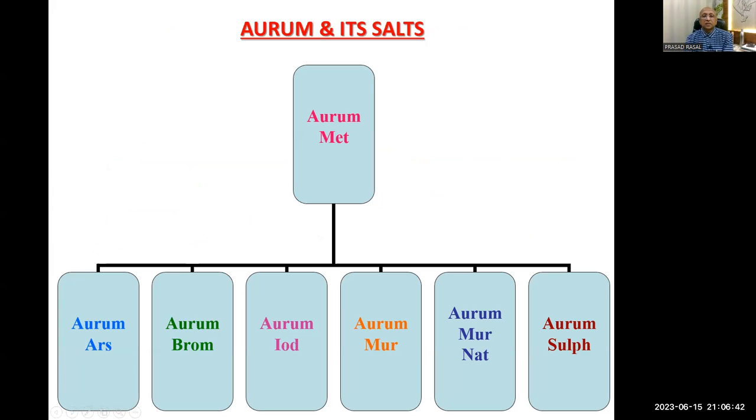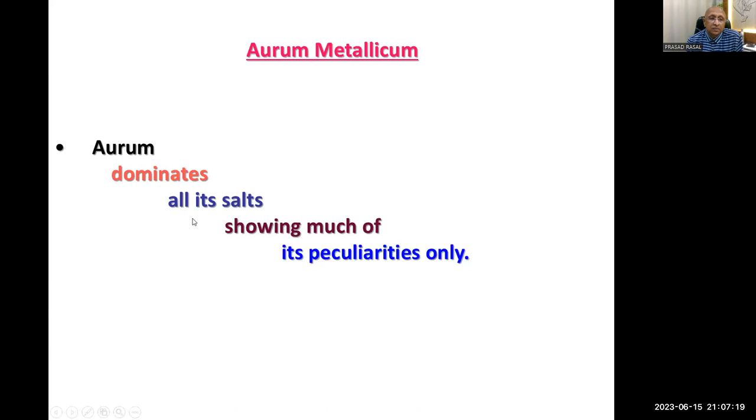Then we started discussing its salts. There are six basic important salts: Aurum arsenicum, Aurum bromatum, Aurum iodatum, Aurum muriaticum, Aurum muriaticum natronatum, and last Aurum sulphuricum. Out of which, on last Thursday, we learned the first three salts, Aurum arsenicum, Aurum bromatum, and Aurum iodatum, along with the cases discussed over there. Today, we'll not just revise them, we'll directly enter the next stage.